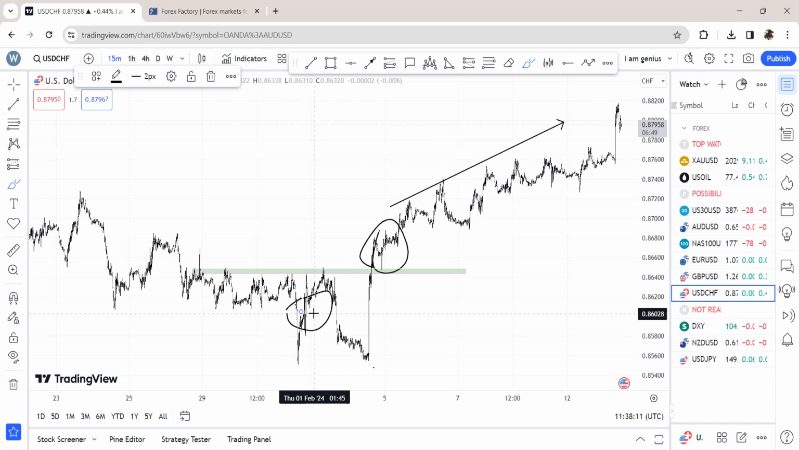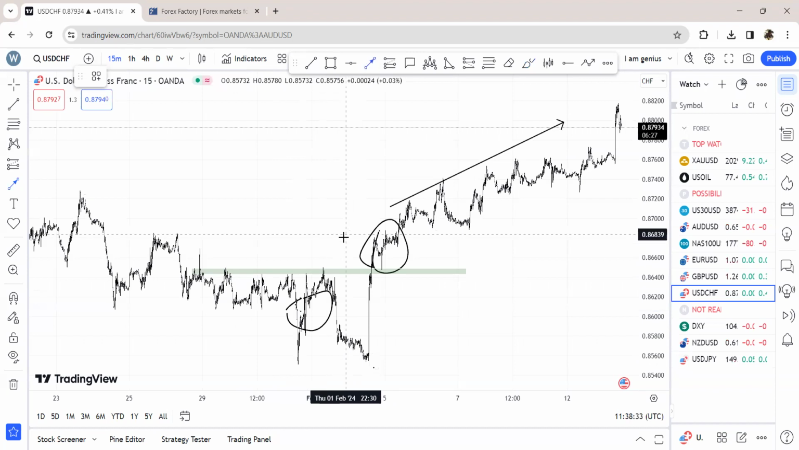Sometimes it will take people out, grab liquidity, then drop in the actual direction after it has taken out a lot of traders, because in order for the market to move, it needs liquidity. I'll explain that concept in a later video. So this is where the news was released. Then after that, what do we see? There was this drop here.